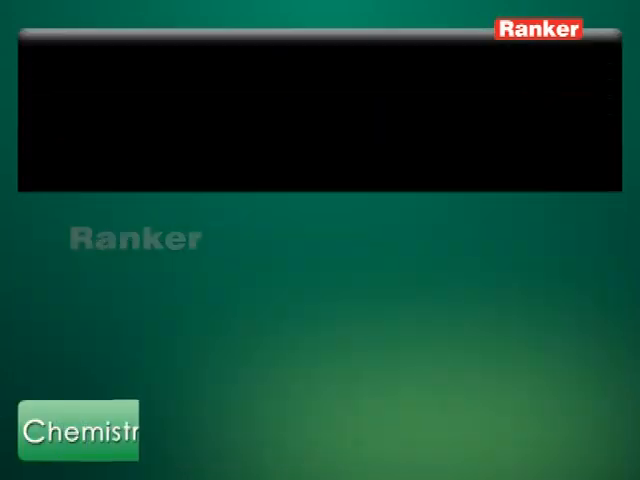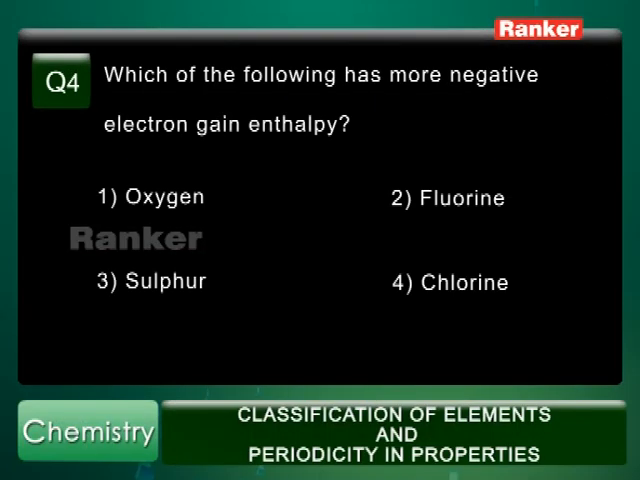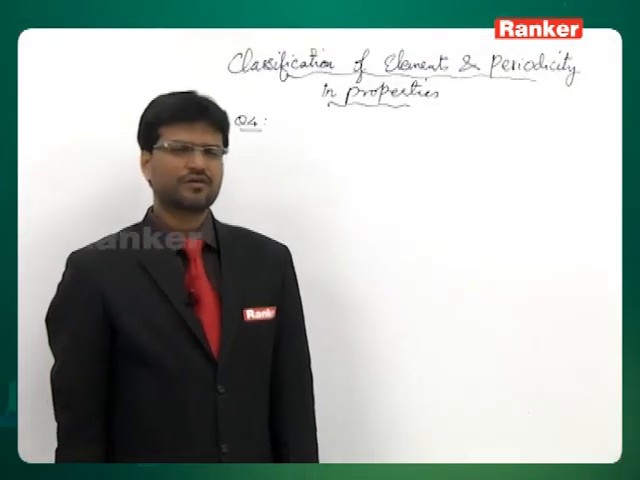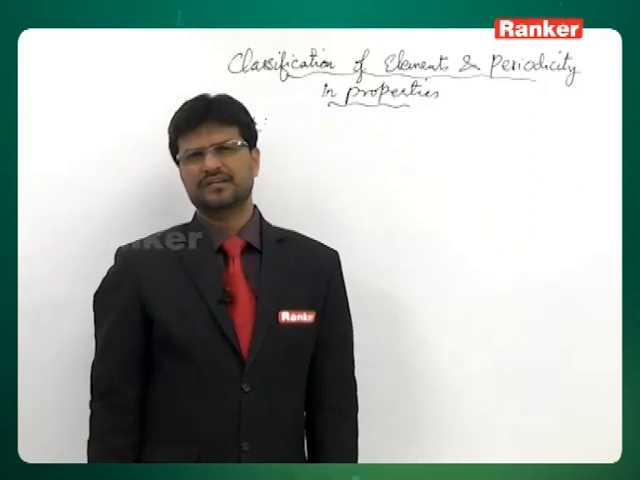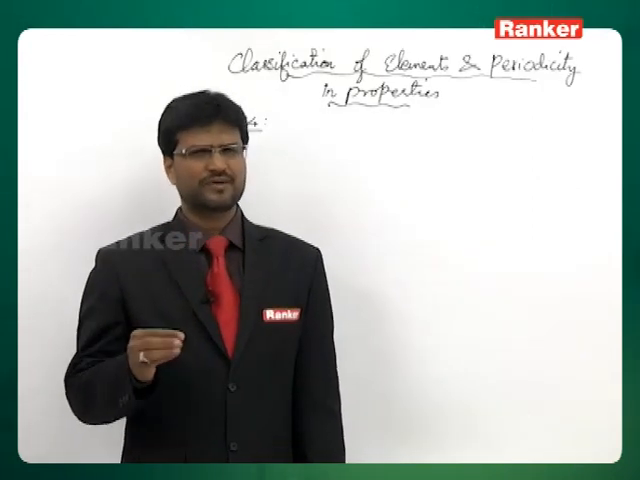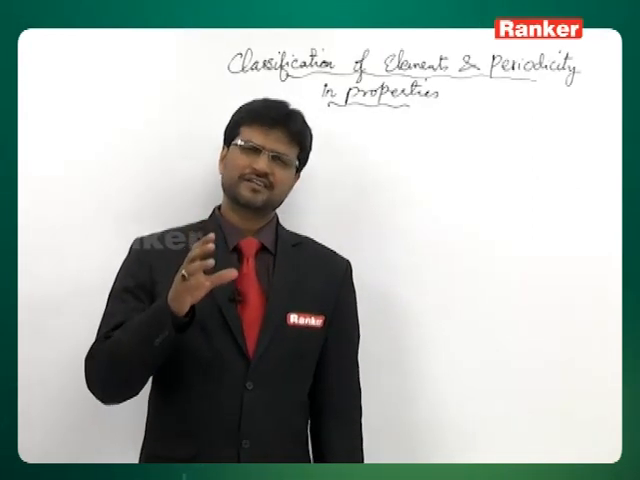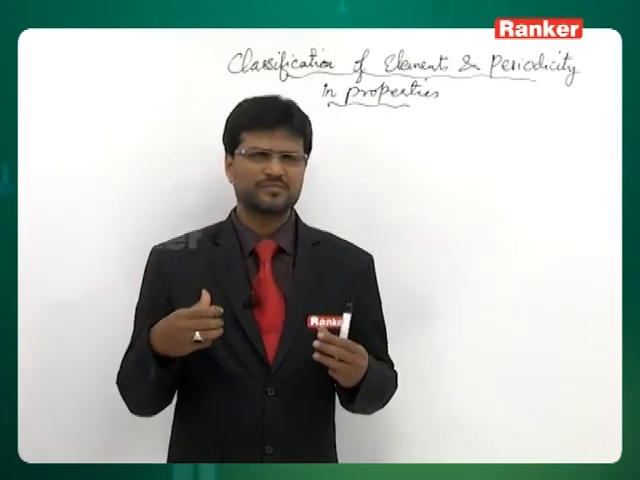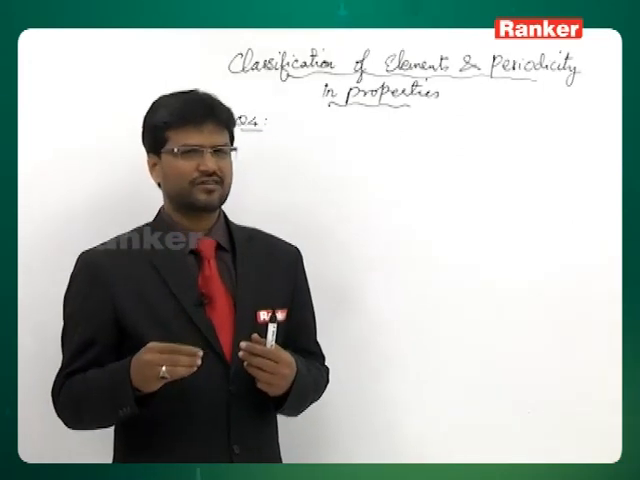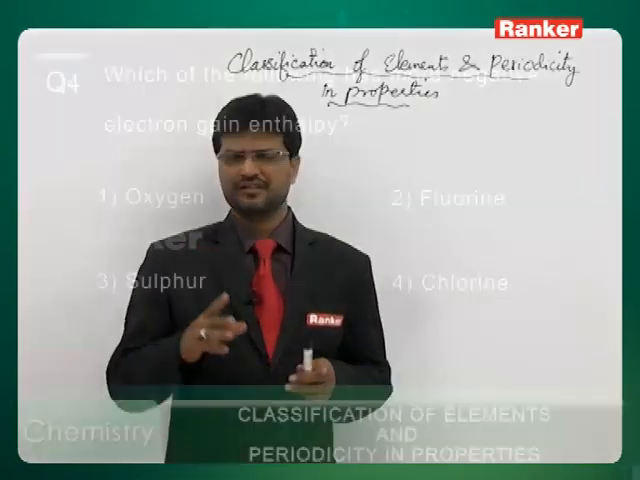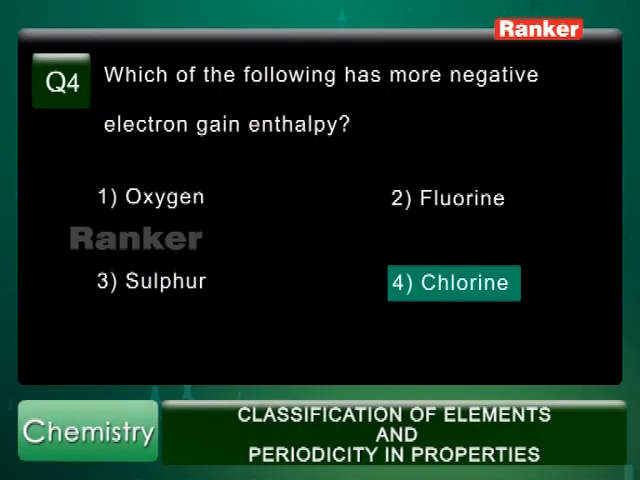Question number 4. Which of the following has more negative electron gain enthalpy? The options are number 1 oxygen, number 2 fluorine, number 3 sulfur and number 4 chlorine. And we know that the element chlorine has the highest electron gain enthalpy. It is not fluorine. It is expected to be fluorine, but it is not, since fluorine has extremely small size and the incoming electron experiences greater repulsion. Therefore, the electron gain enthalpy of fluorine is less than that of chlorine. So, the correct answer is the fourth option, chlorine. Chlorine has the highest electron gain enthalpy, fluorine has the highest electronegativity.